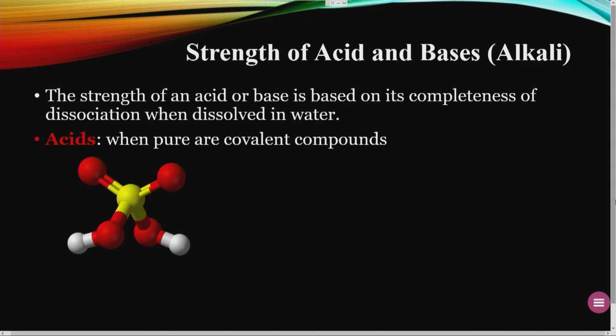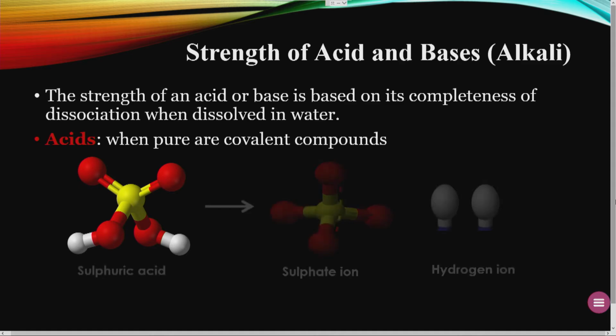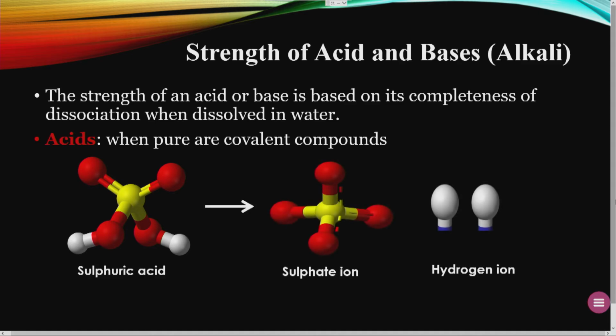H2SO4. Sulfur is in yellow, hydrogen is in white, and oxygen is in red. So there we have sulfuric acid going to give us the sulfate ion, which is SO4 2-, plus hydrogen ions. Notice that both hydrogen ions are dissociated from the sulfate group.